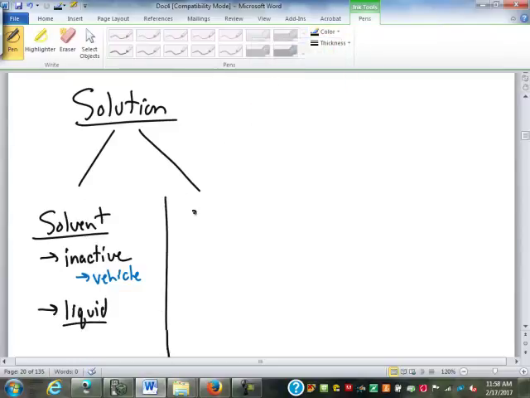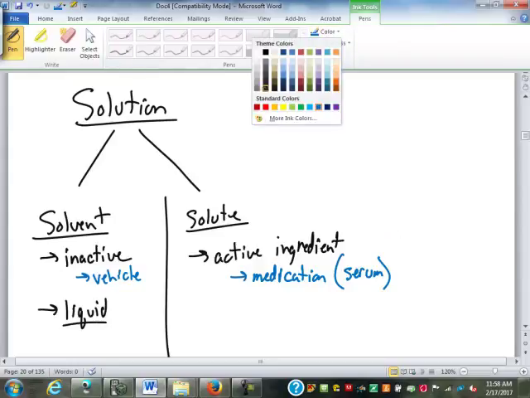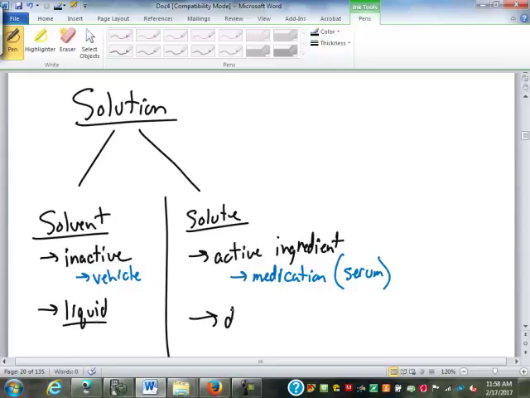The second part of the solution is the solute. And this is usually the active ingredient. For our purposes, that's going to be the medication, or what we're going to refer to as serum, because a serum is a generic term that gets used for the medication or a concentrated amount. And the solute is what dissolves into the solvent.